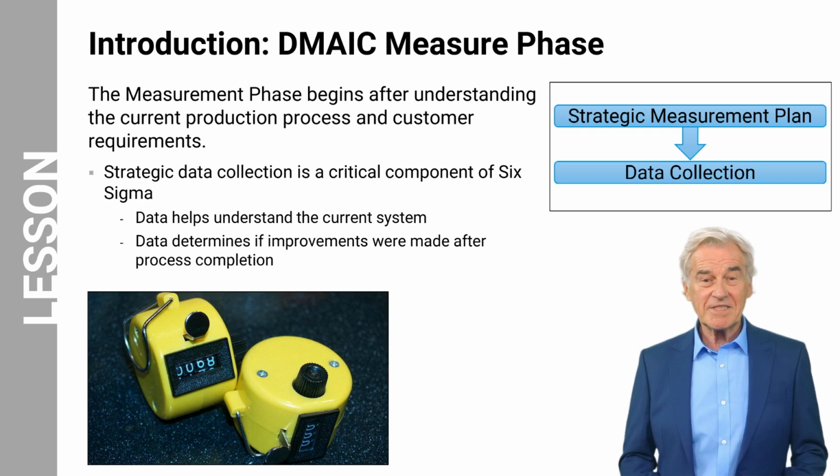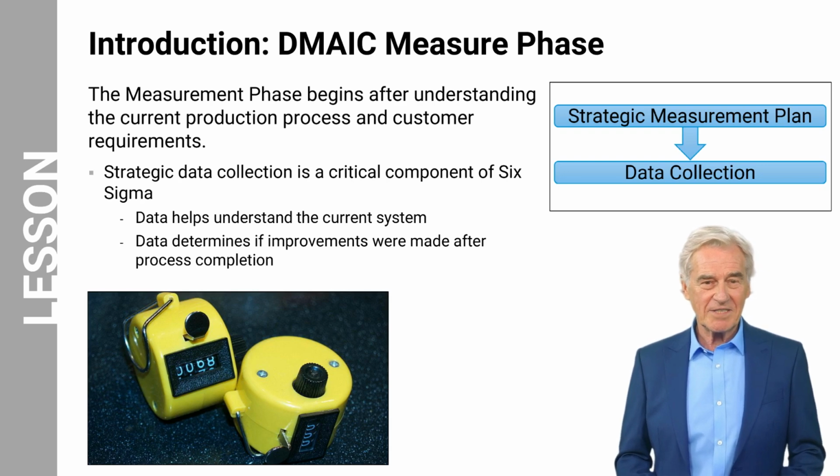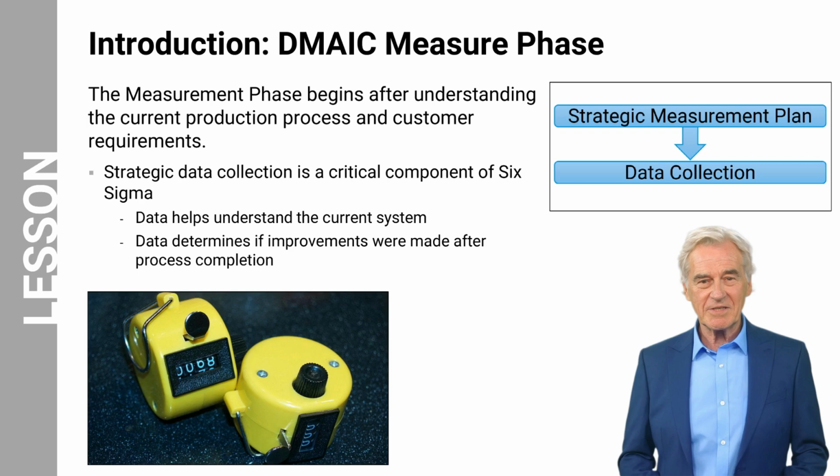Now that the Six Sigma team has a good understanding of the current production process and the customer requirements, they can begin the measurement phase. A key component of the Six Sigma model is strategic data collection. Data is very important to understand both the current system and also to determine if any improvements were made after the completion of the process.